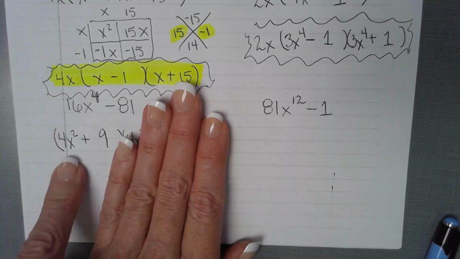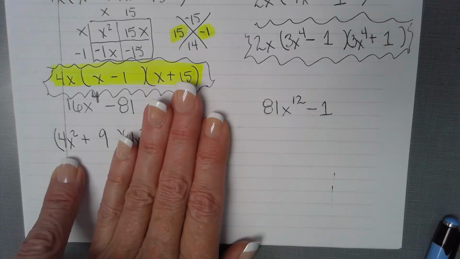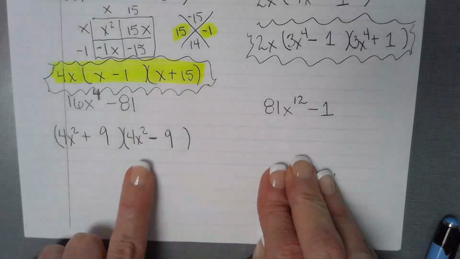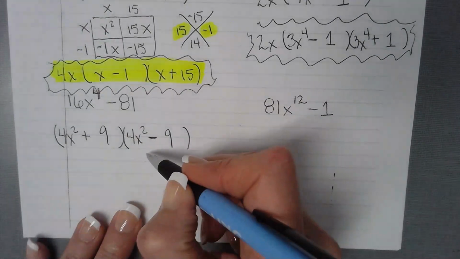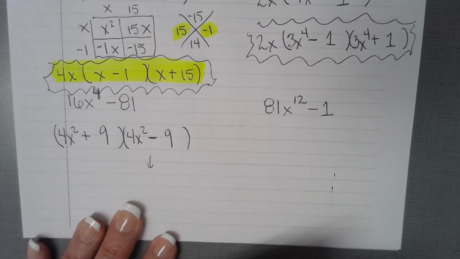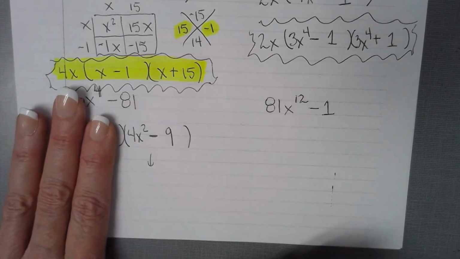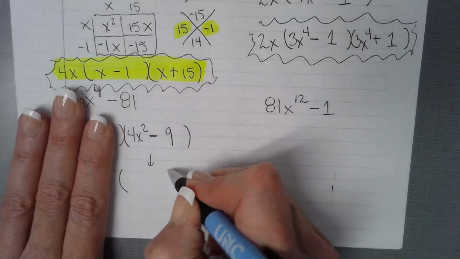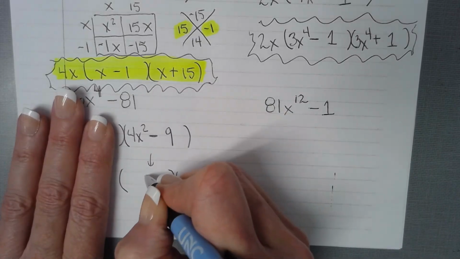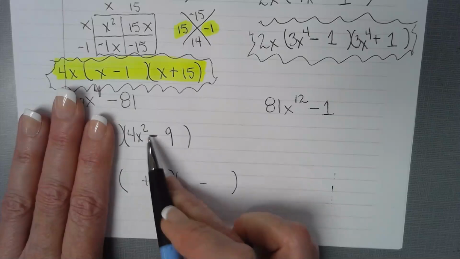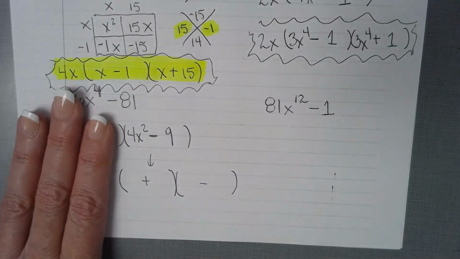Now, can this one be factored again? No, because there is no minus sign. This one cannot be factored again, but this one can. So y'all, this one, we're going to factor it again. I want you to ignore that for now, and I want you to set up your two parentheses, plus and minus, and I want you to fill in the blanks.